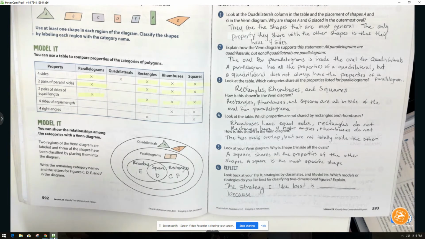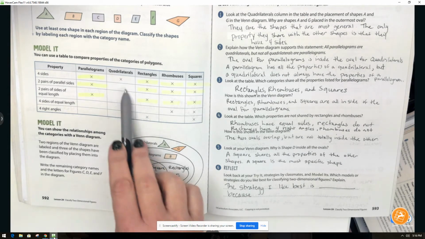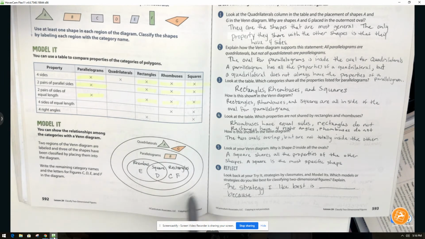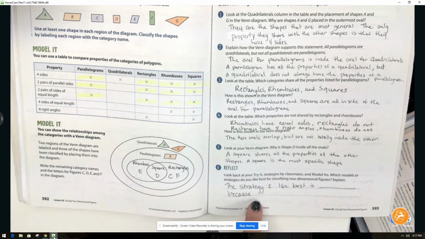Now, for our reflection today, what is the strategy that you like best when you're classifying 2-dimensional figures? Do you like using this table? Does that make a little bit more sense to you? Or do you like using a Venn diagram? I want you to tell me what is your best method, and then tell me why. Then you can pause the video and finish writing, and when you're done, you can turn the page to page 594.